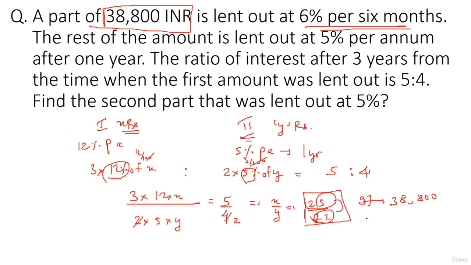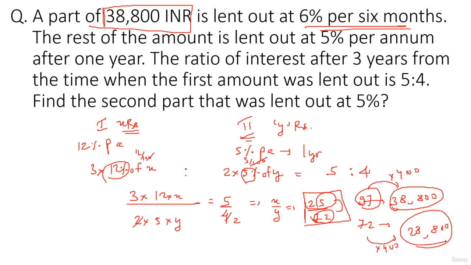That corresponds to how much? 72. So if 97 corresponds to 38,800, 97 into 4 is 388 basically. So this is 400 times. So 72 will be how much, basically into 400. 4 2s are 8, 4 7s are 28, 28,800. So the second part of the investment is basically 28,800.